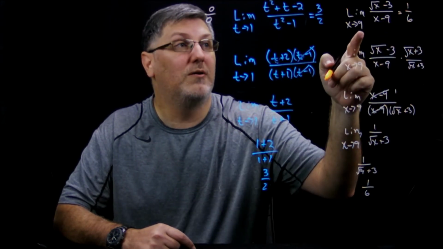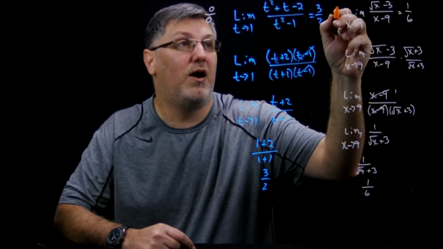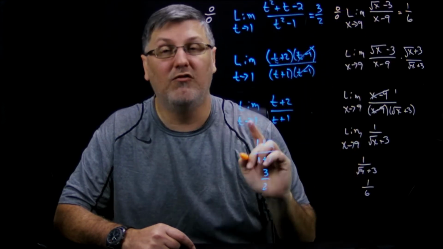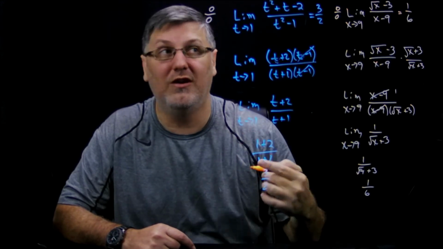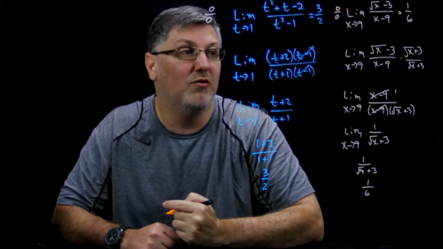Now, we could have tried to plug 9 in right off the bat. And we would have seen that we've got 0 on top and 0 on bottom. And that's 0 over 0. And remember in AP, never write this as this equals 0 over 0. But it's okay to write on the side 0 over 0.